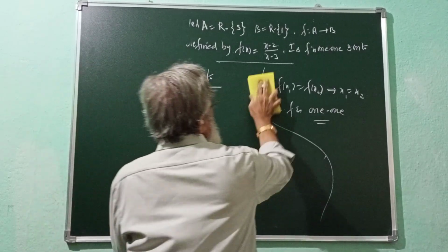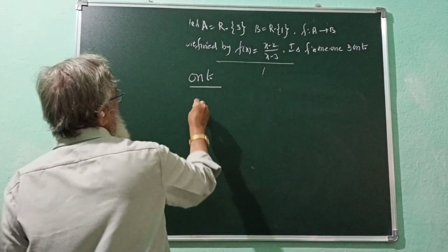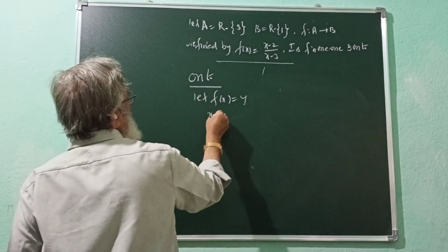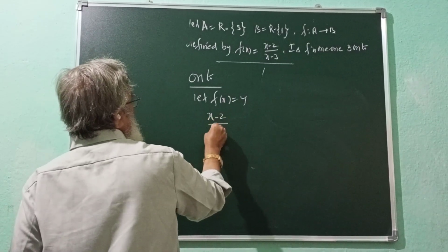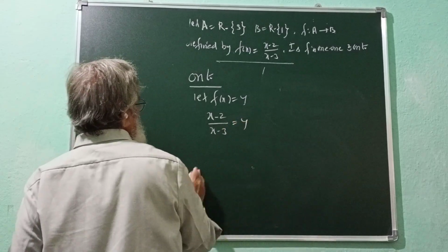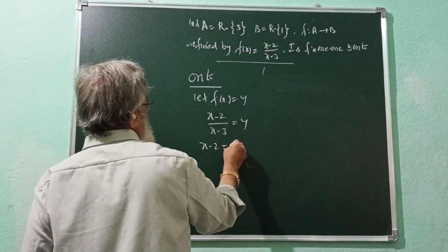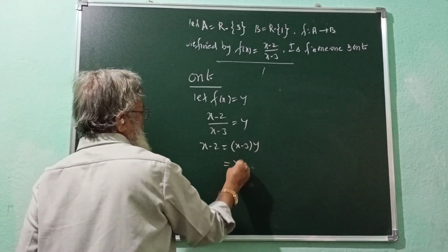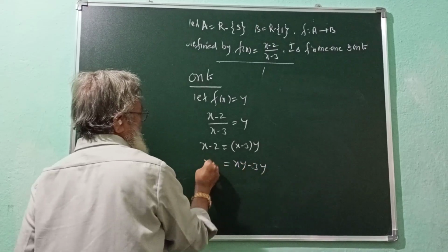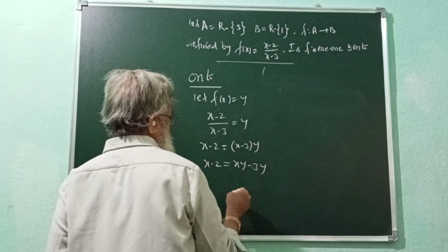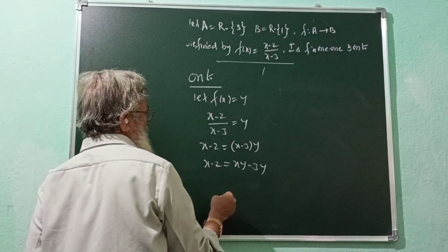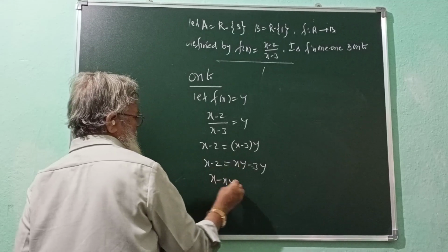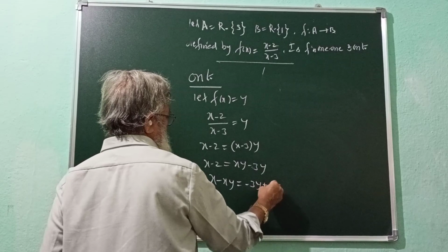Now let us suppose x1 is equal to x. So let f of x is equal to y. Now the value of f of x is given by (x minus 2) divided by (x minus 3) is equal to y, or x minus 2 is equal to (x minus 3) into y. We can write this as xy minus 3y, x minus 2. So here it is x minus xy is equal to minus 3y plus 2.